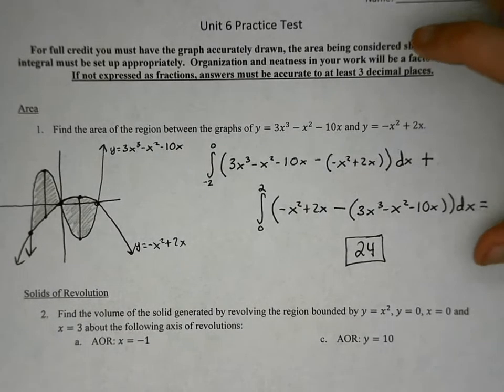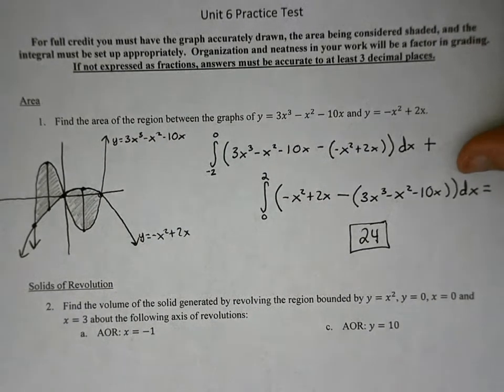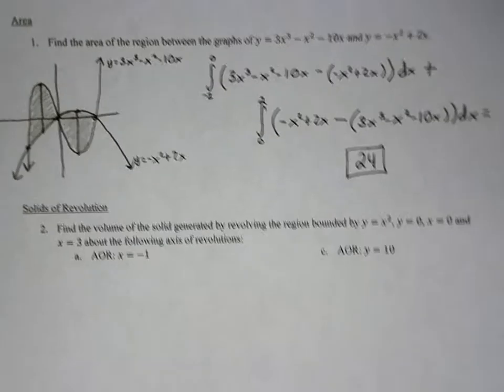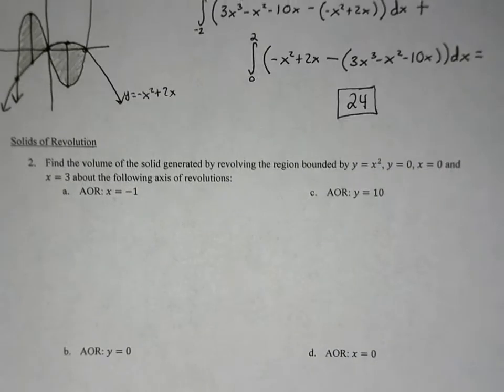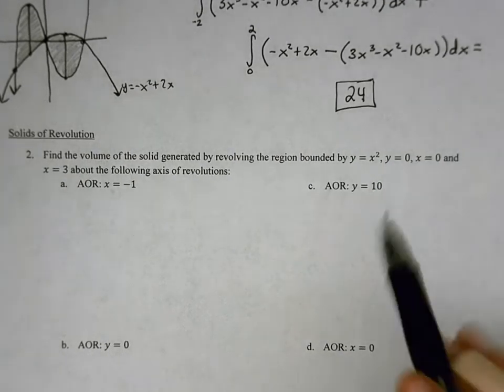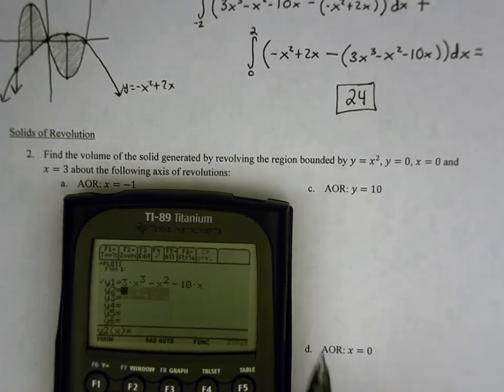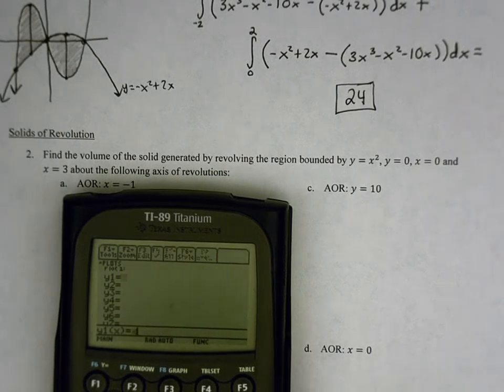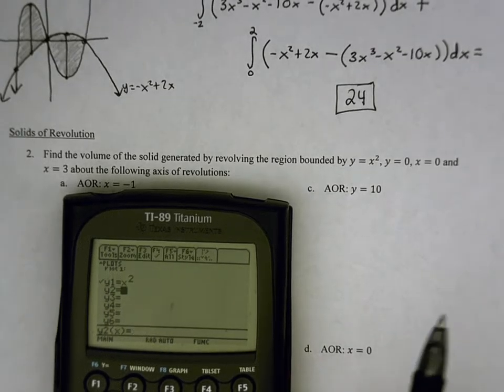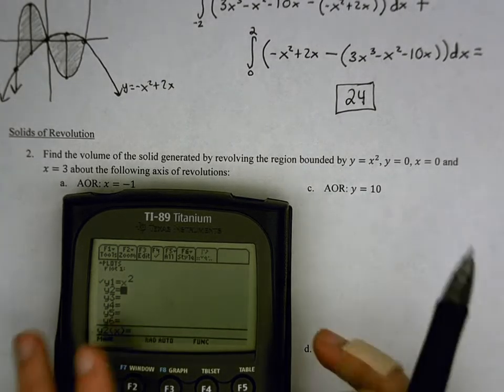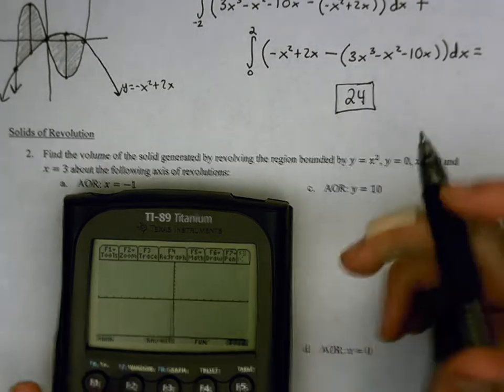Okay, number 2, we're looking at solids of revolution. Asked to find the volume of the solid generated by revolving the region bounded by these graphs. So I'm going to go ahead and take a moment and plug that in. We have our y equals x squared, which is just a quadratic. We know that, but it's helpful to see it, potentially.